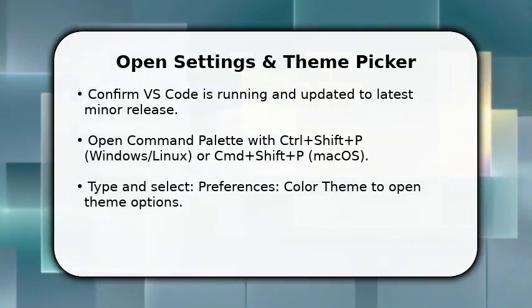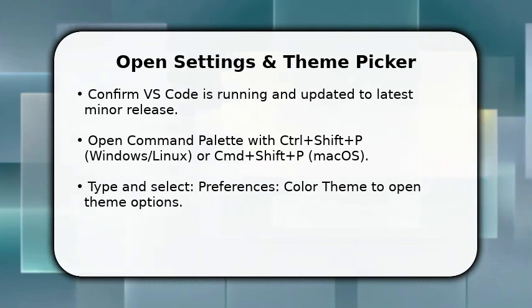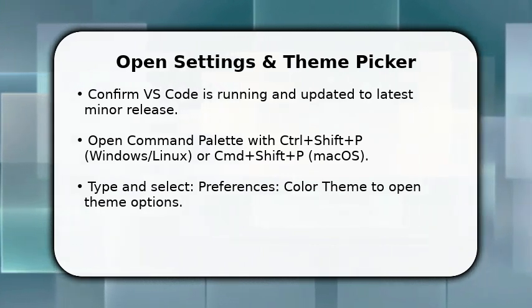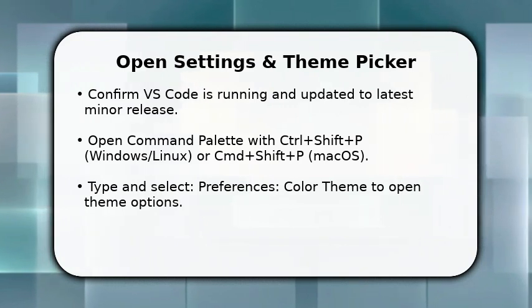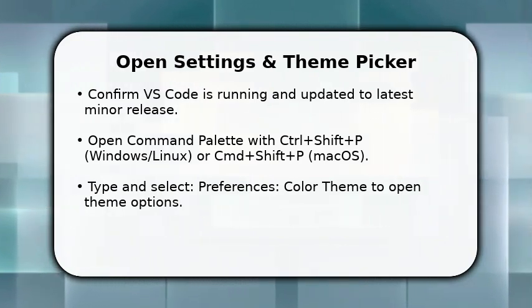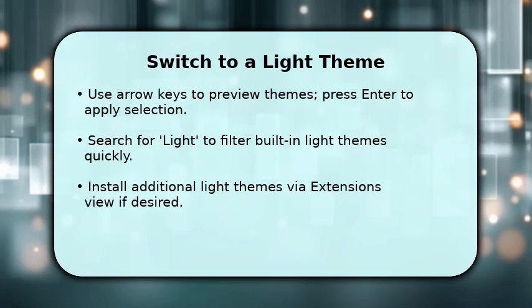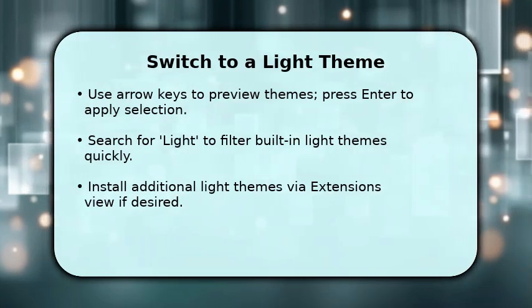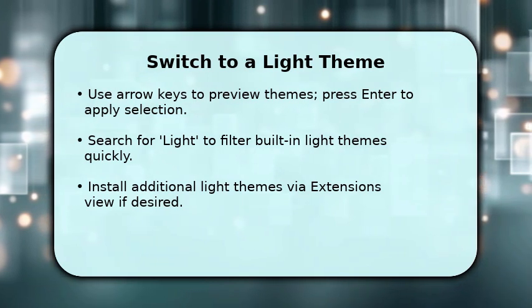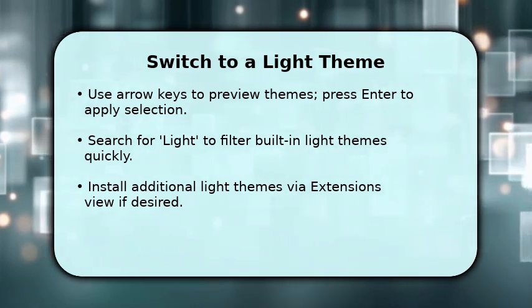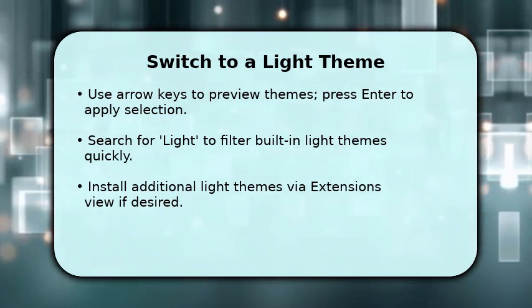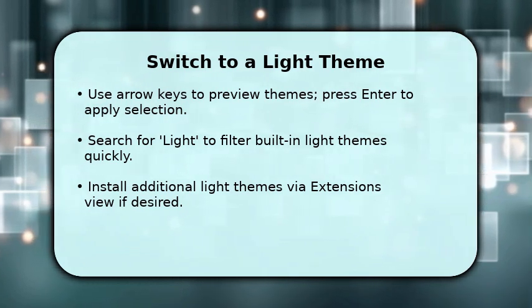Make sure to watch the preview as you arrow through options so you know how each theme affects editor panels, terminal, and icon contrast. Once the color theme list is visible, type Light to filter only light options and use the arrow keys to preview each instantly. Previews apply to the window so you can judge contrast. When you see the light theme you prefer, press Enter to set it.